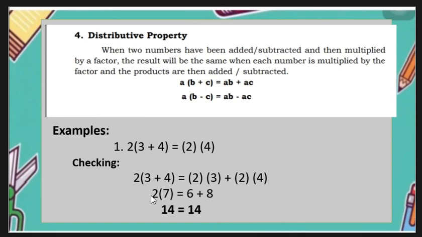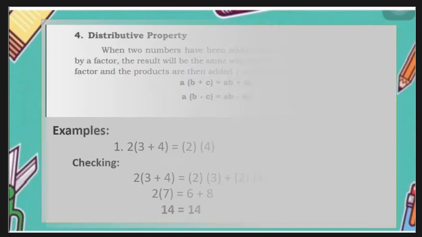Therefore, just add the numbers in the parentheses. So we have 3 plus 4, we have 7. And we have 2 times 3, 6, plus 2 times 4 is 8. Therefore, 2 times 7 is 14, and 6 plus 8 is 14. And it is equal. Another one.